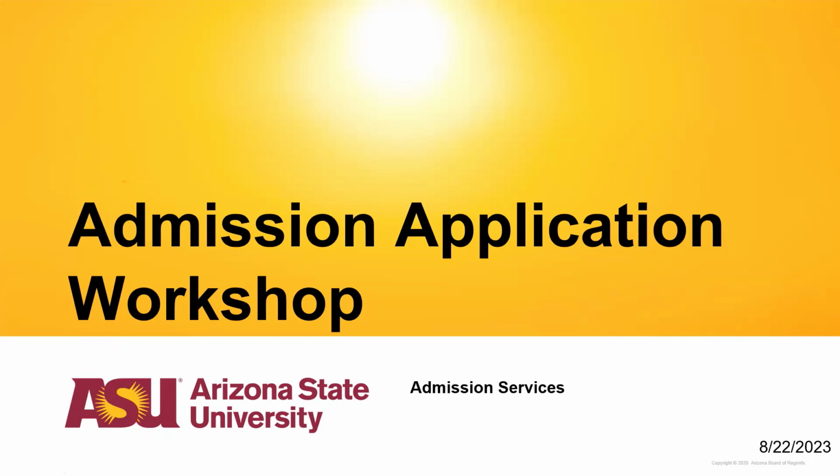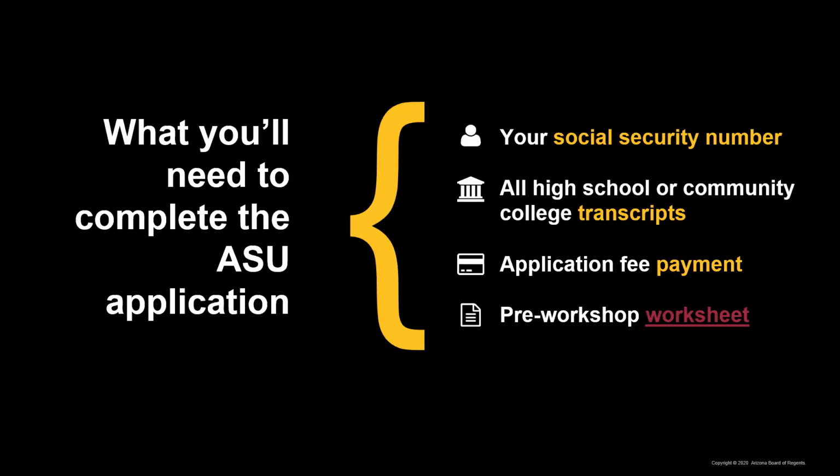Today, we're going to go through the application step by step while providing some tips and tricks along the way, so feel free to follow along. The first things you'll need to do, though, before starting the application is to have these things handy. One of those things are going to be your social security number, high school or community college transcript. We will be asking for an application fee at the end, but if you are eligible for a fee waiver, then don't worry, our fee waiver is embedded at the very end of the application.